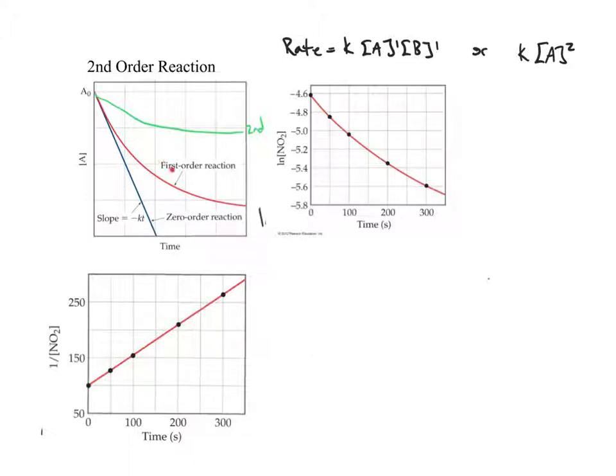Now, this first graph is a copy of the one from a couple slides ago. You basically have the concentration of A versus time. And as you can see, I put the 0, first, and second order graphs all on the same graph. You can see how the 0 order is linear, the first order has a steep drop but flattens out, and the second order drops very slightly and flattens out very quickly.